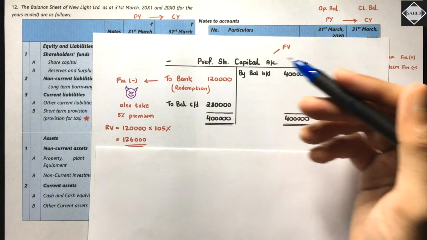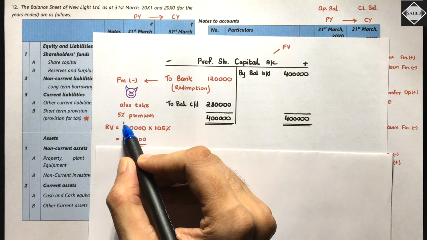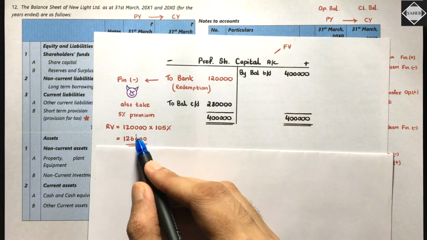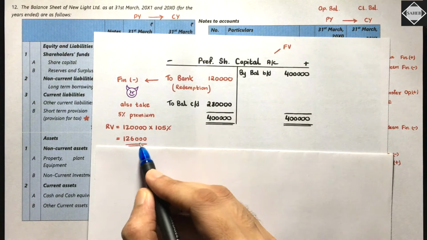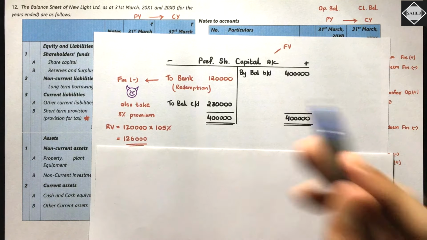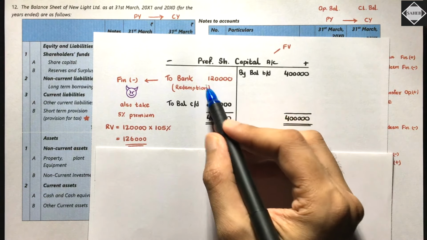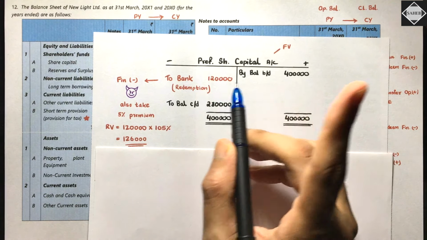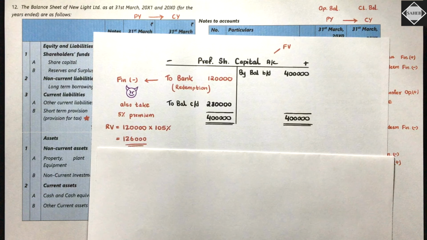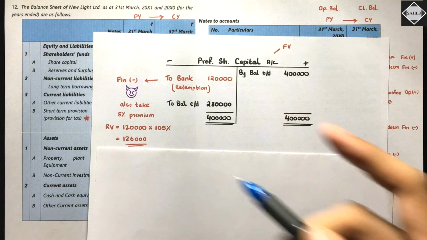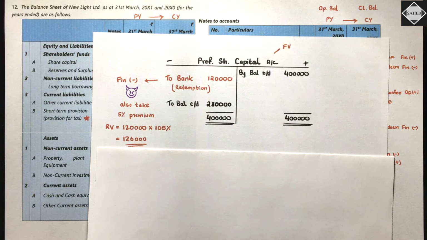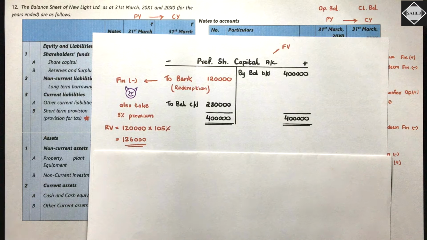So what we have to do? We have to also take 5% premium. It's really simple. 1,20,000 into 105, that's equal to 1,26,000. Coincidentally, it's coming like this. Coincidentally, in this question, the face value is same. The redemption of face value is same only. 1,20,000 over here also, in debentures also is 1,20,000. That's why everything is coming same. But actually, it will not happen like this in exam. It will be different. Is that clear?